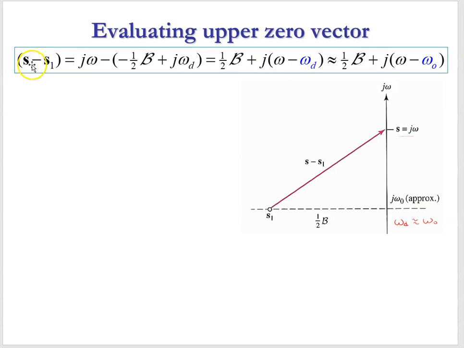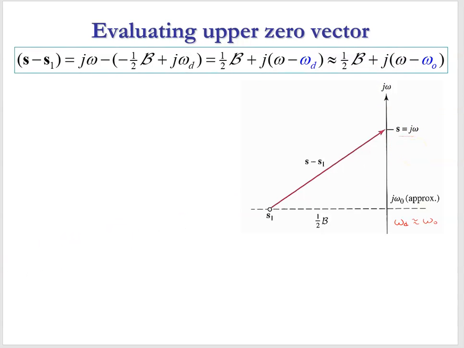So if we look at just that s minus s1, our s is j omega, and our s1 is that half bandwidth plus j omega d. We're just looking at the positive radian frequencies. So it's equal to our half bandwidth plus j times omega minus omega d, and that's approximately the half bandwidth plus j times omega minus omega naught.